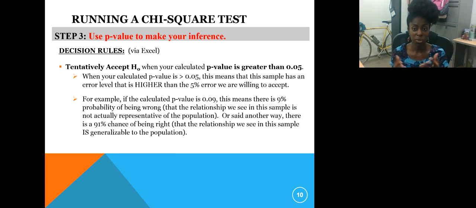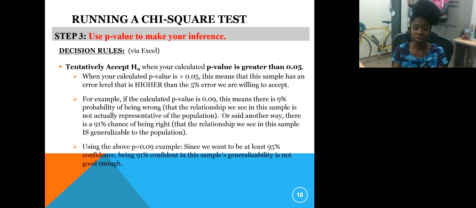That the relationship that we see in the sample might not actually represent the population, right? Or said another way, there's a 91% chance of being right that the relationship we see in this sample is generalizable to the population. Is it statistically significant? That's another term we say: statistical significance. If something is statistically significant, then we are able to generalize from the sample to the population, right? And we're able to say that what we're seeing in the sample exists in the population.